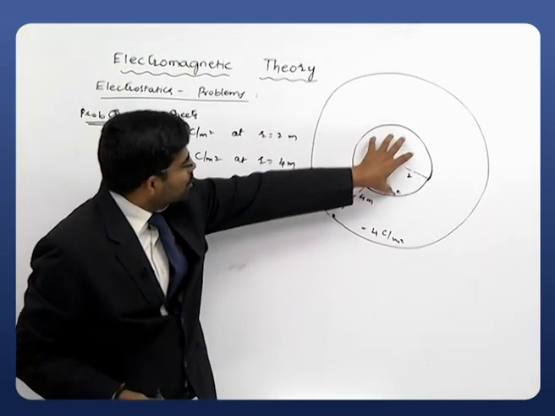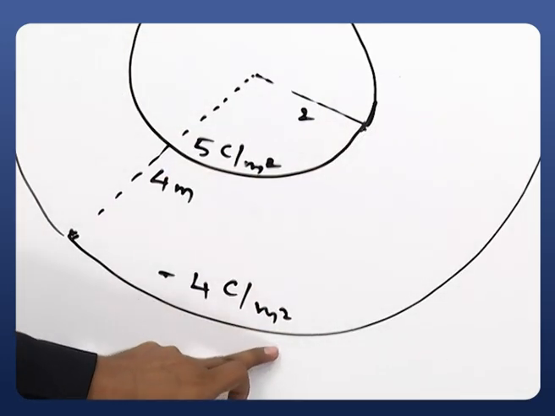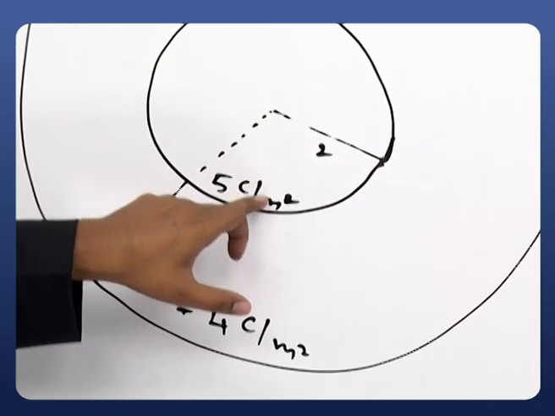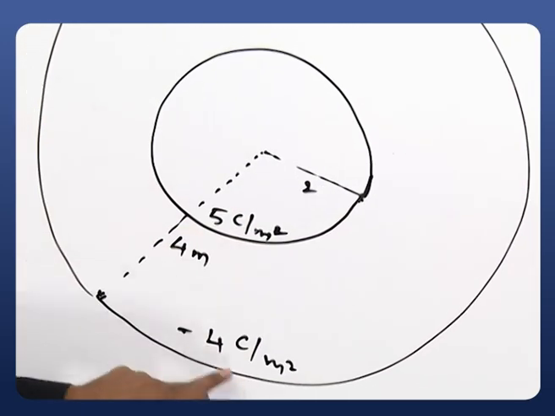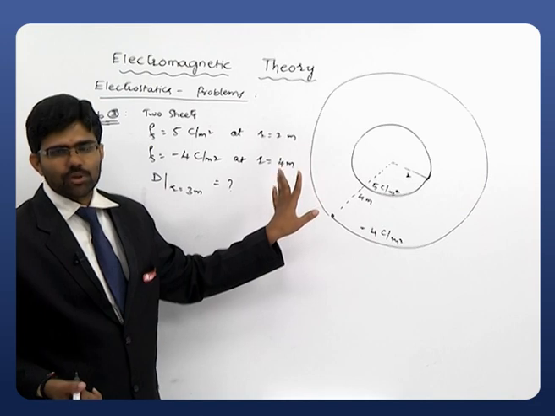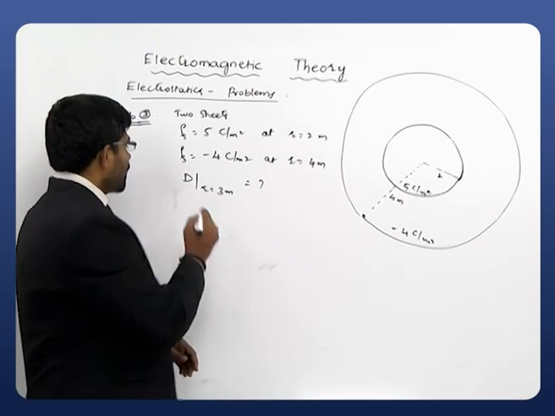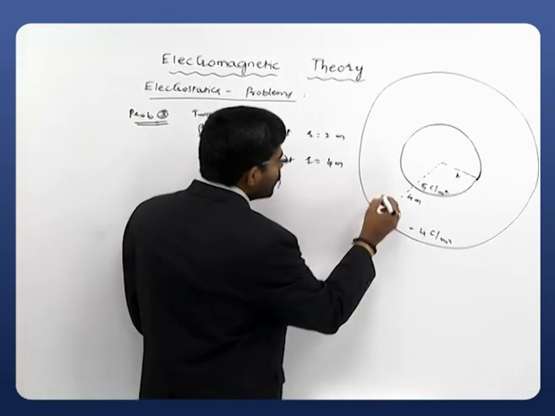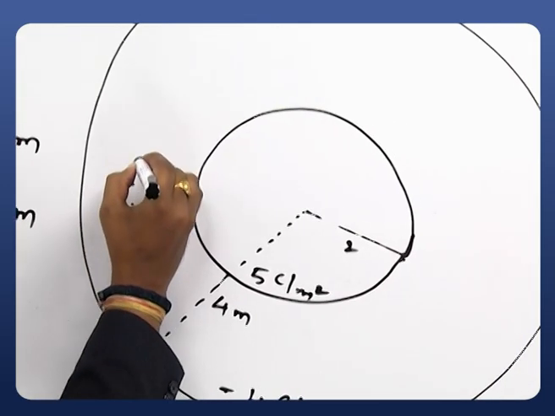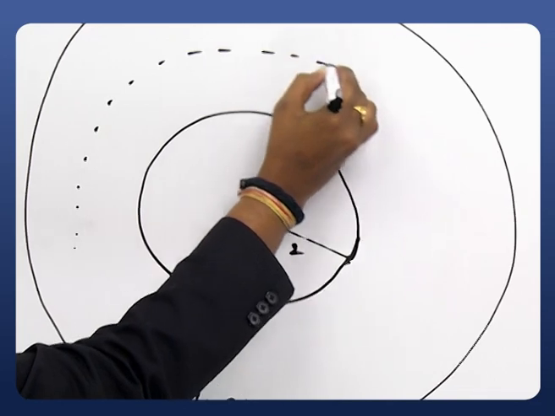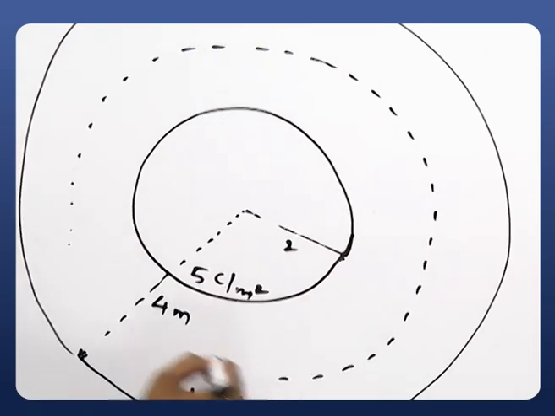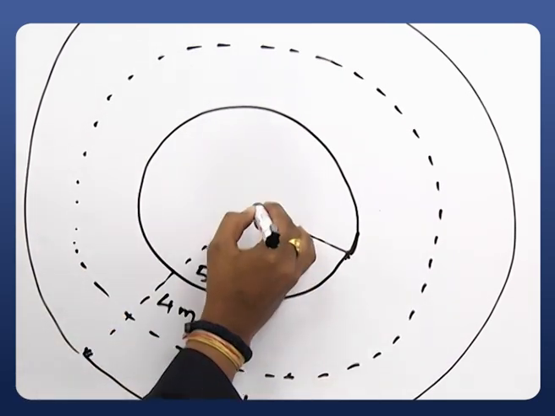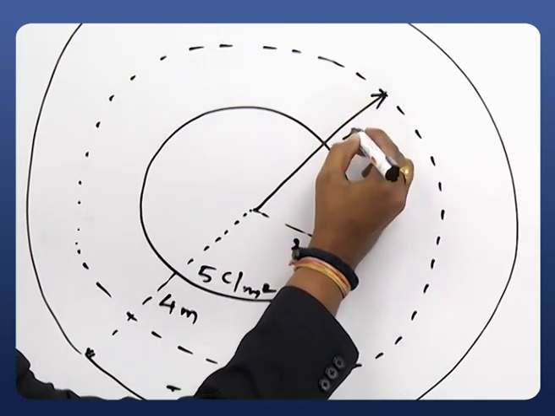So, let us take this as sheet 1 and this as sheet 2. The charge density on sheet 1 is 5 coulomb per meter square, charge density on sheet 2 is minus 4 coulomb per meter square. Now, we require the electric flux density at r equal to 3 meter. Somewhere at r equal to 3 meter, so this is the r equal to 3 meter zone. At this r equal to 3 meter, we require the electric flux density.